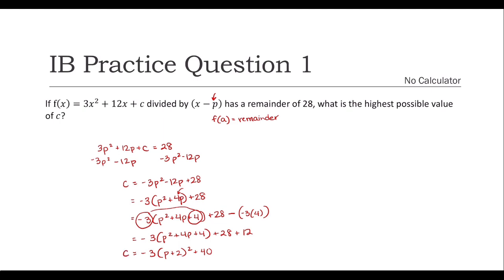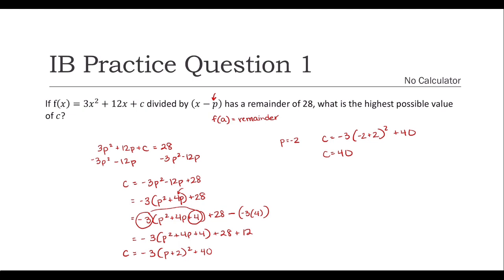So c equals negative 3 times p plus 2 squared plus 40. So this will be maximized if p equals negative 2, because then c would equal negative 3 times negative 2 plus 2 squared, so times 0, plus 40. So c would equal 40.